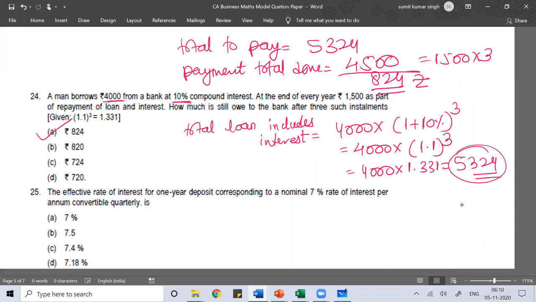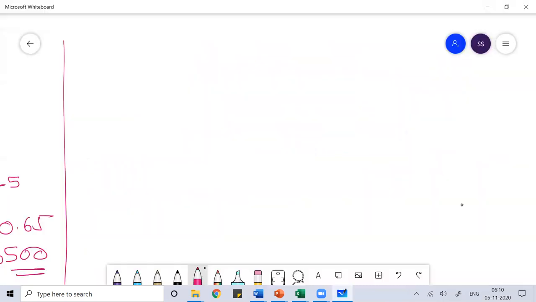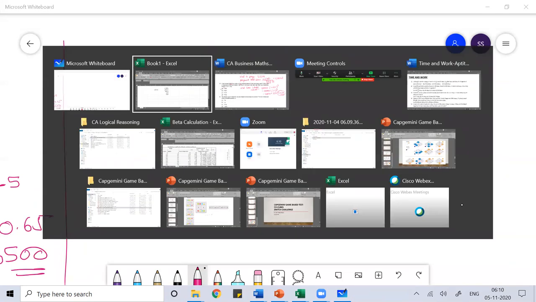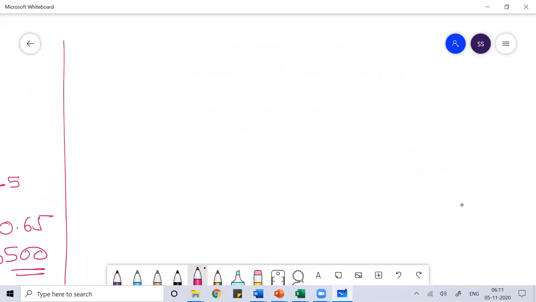So logically, for this question, according to me, this is not the correct answer, because the options are given wrong. The 1,500 rupees you are paying every year, you will get the advantage of tax on that. The 1,500 rupees I pay at the end of the first year is not equal to the 1,500 rupees I pay at the end of the second year, or at the end of the third year. You have to understand this.